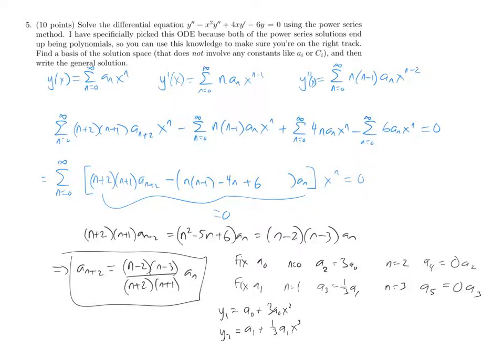So I say find a basis for the solution space. So your basis is going to be 1 plus 3x squared, and this a1 should be a1x. I wonder if anyone caught that. So then x plus 1/3 x cubed.